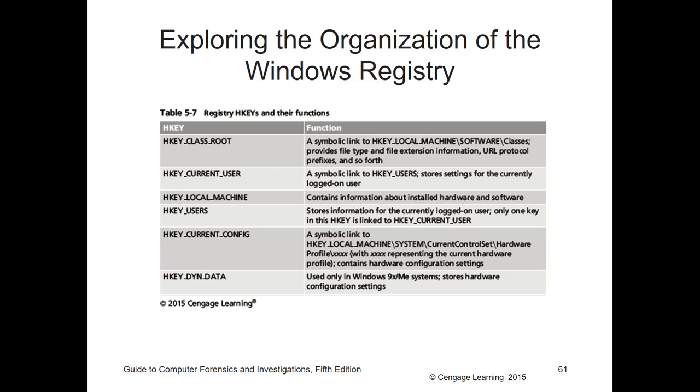We have classes root. This is the symbolic root between the software class, which basically allows us to look at file extensions so we know what opened those extensions. Current user stores all the settings for the currently logged on user. Local machine will contain information about the installed hardware and software of that machine. So again, that's the registry in a nutshell. Not super in depth, just in a nutshell.